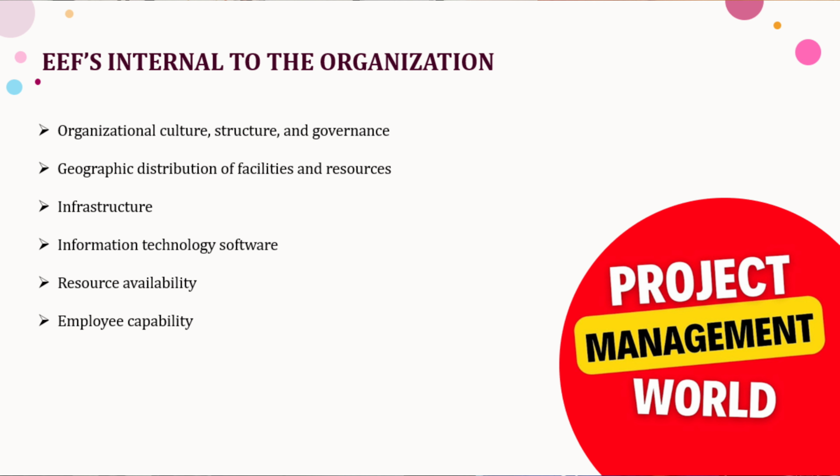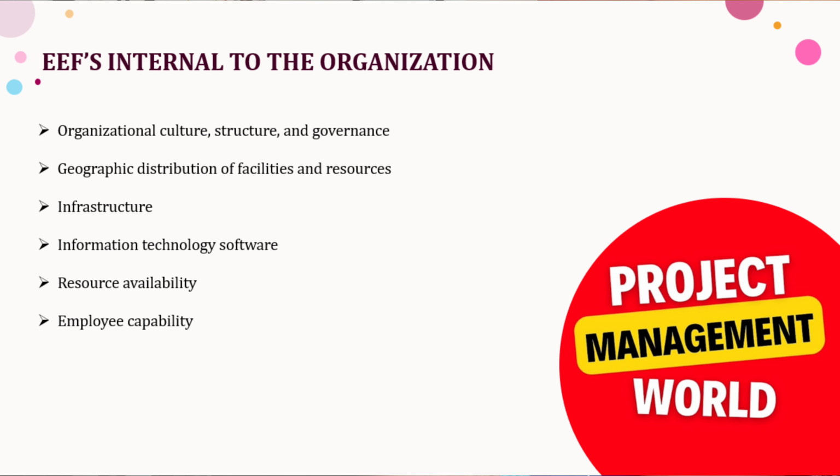These are the internal EEFs to the organization. The first one is organizational culture, structure, and governance. It can include the vision or mission of an organization, values, beliefs, what an organization believes, and then the geographical distribution of facilities and resources. For example, factory locations. The location may vary, and it may have a dedicated team, like a co-located team or a virtual team, and then shared systems, etc. All this comes under this.